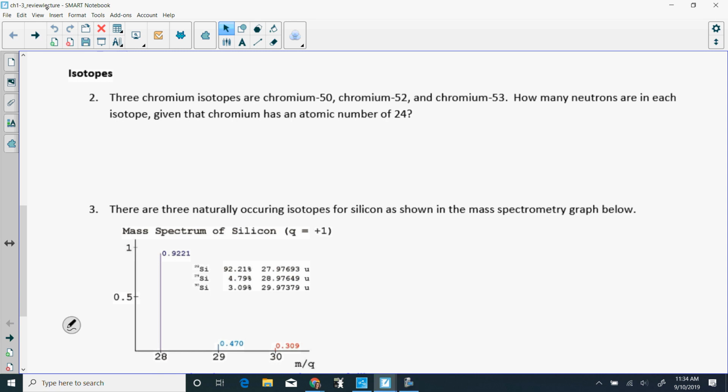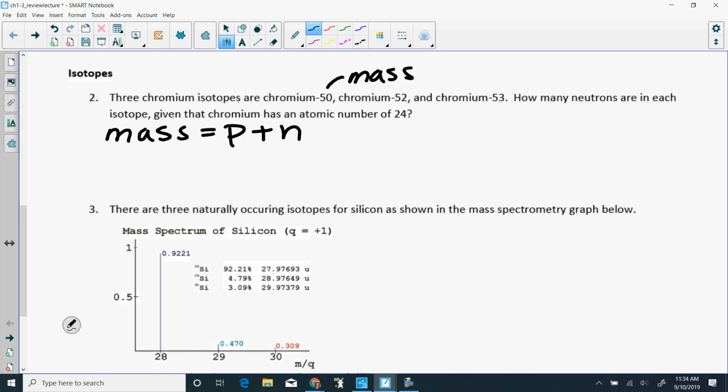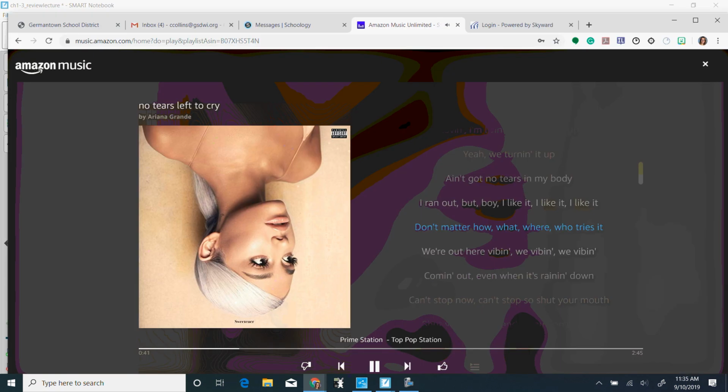And this is saying I have a chromium 50. Those are the mass numbers, 52 and 53, okay? So if you remember way back that the mass of an atom is the protons and the neutrons added together. Electrons don't have mass because they're not things, they're waves. Okay, so if it's chromium, my protons is 24. The first one says my mass is 50. I could easily find my number of neutrons. Okay, so with your battle buddy pretty quick, go ahead and find those neutrons. Ready, go.